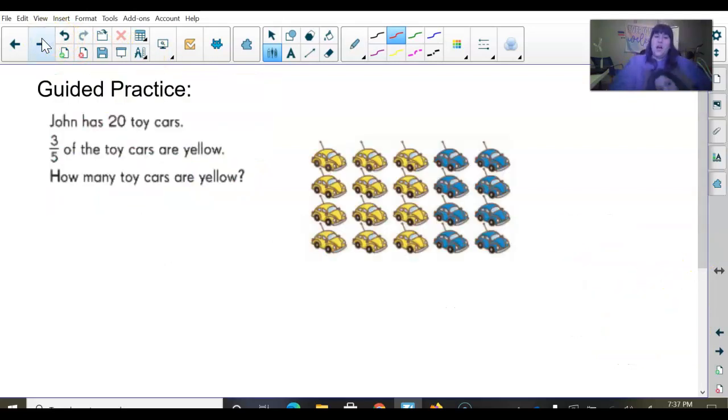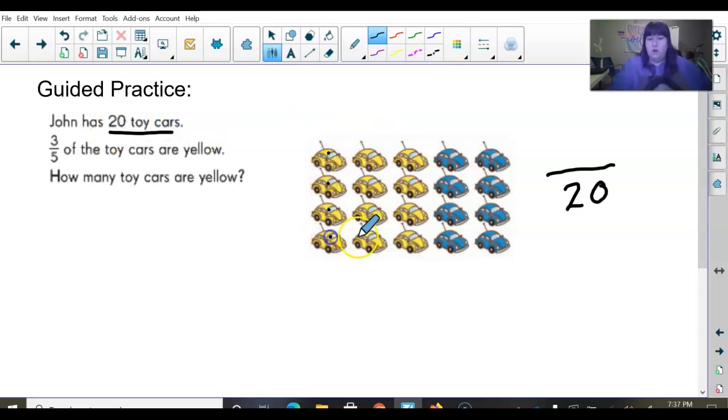All right. John has 20 toy cars. 3/5 of the toy cars are yellow. How many toy cars are yellow? Well, we have an image here, so we could just look. In total, he has 20 toy cars. We're told that in the problem. And we can count. How many are yellow?